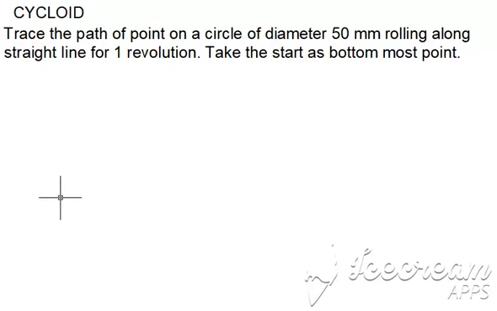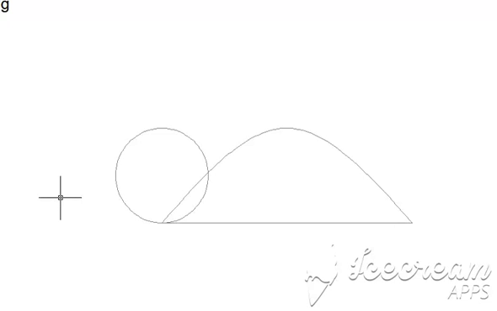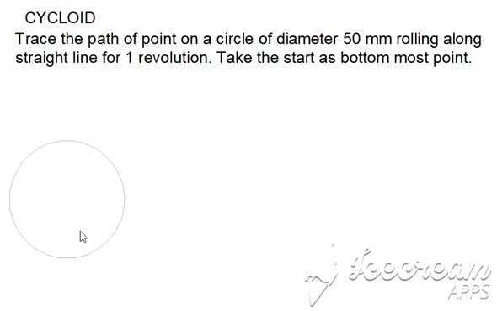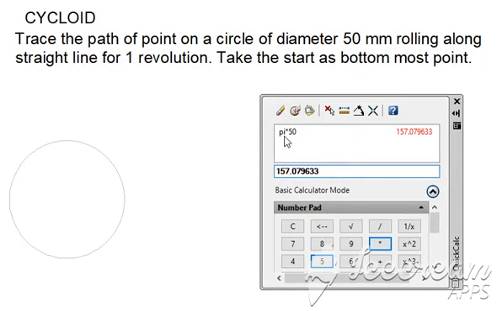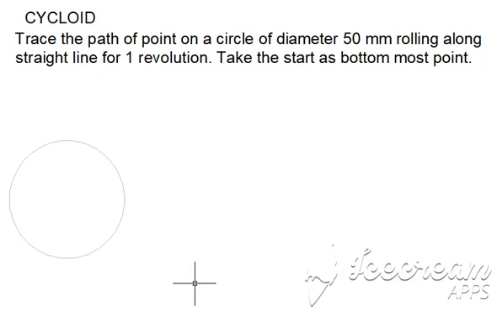First, draw the circle of the given diameter. Here the diameter is given as 50 mm. Let's calculate the circumferential length for this circle. Pi times 50 will give us 157. Hence draw a line of length 157 starting from this base.